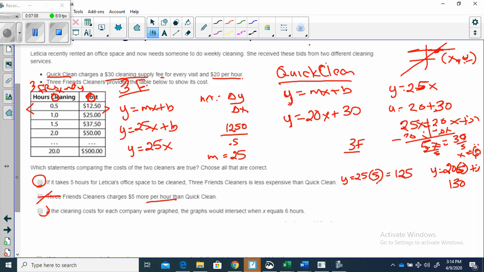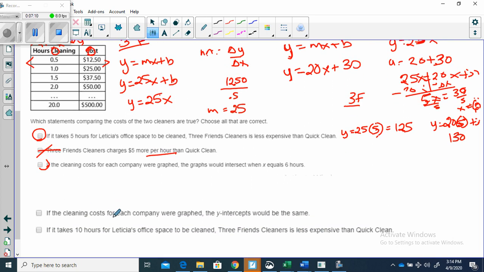Let's go farther down here. We got a couple of others. If the cleaning costs for each company were graphed, the y-intercepts would be the same. Well, this one's y-intercept is 30, and this one's y-intercept is 0, so that is not right. Okay, if it takes 10 hours for Letitia's office space to be cleaned, 3 Friends is less expensive. Let's compare the two here.